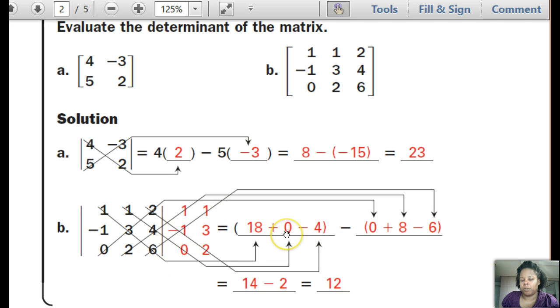Then we're going to add up the results of each sum of products. So we get 14 here, and we get 2 here, and we subtract the 2, and we get 12.